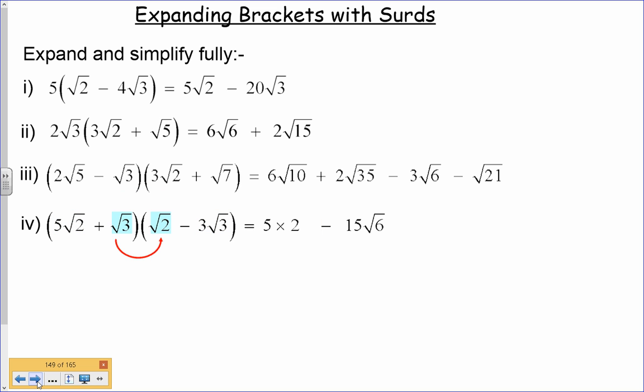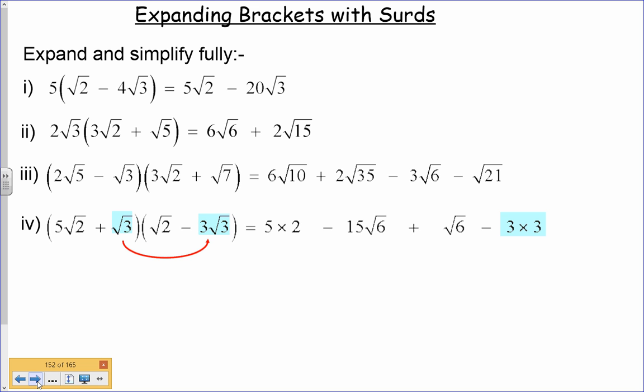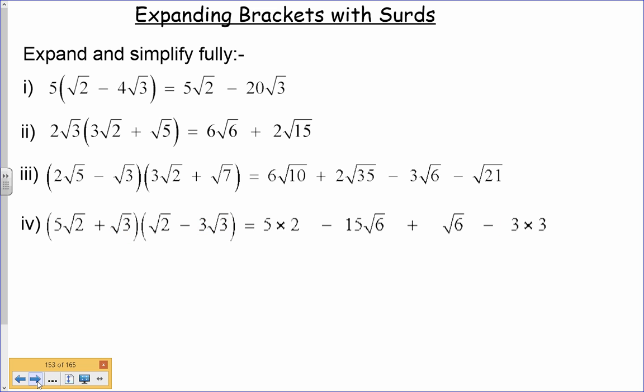Okay, underneath, we've just got root 3 times root 2. So it's root 3 times 2, which is root 6, and it's plus root 6. And the last one, the whole numbers are 3, and then we've got root 3 times root 3. Root 3 times root 3 is 3 whole ones, so it's 3 times 3. Okay, now 5 2s are 10.